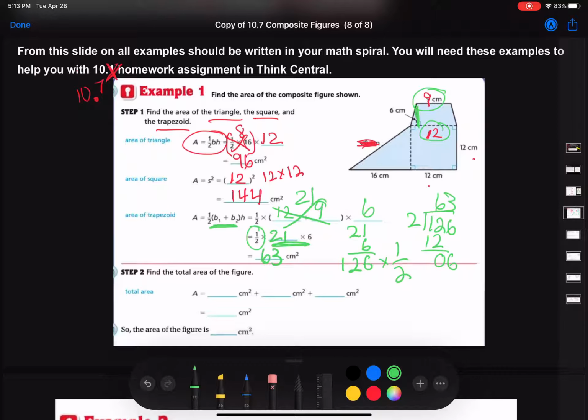So let's go back and see what we have. We have 96 for the triangle. We have 144 for the square, and the trapezoid is 63. So now you want to add all this stuff up. I would just do 2 at a time. I'm going to go back to my red, maybe. Okay, so I get 144 plus 96. Okay, I'm going to add that up, and I get 240.